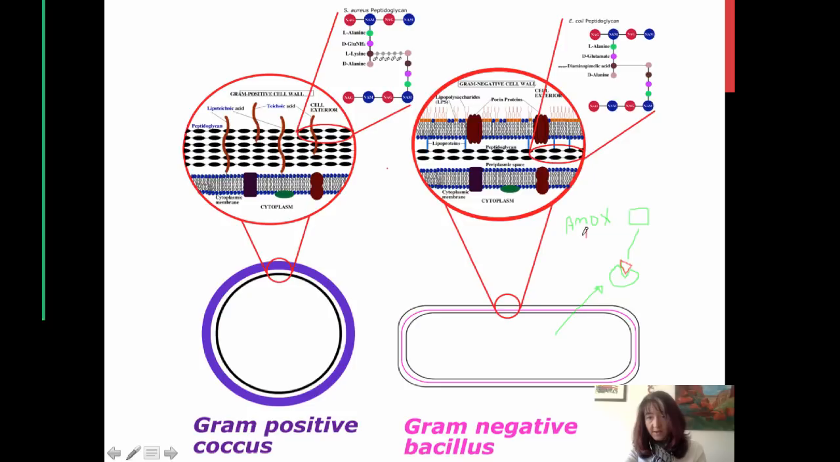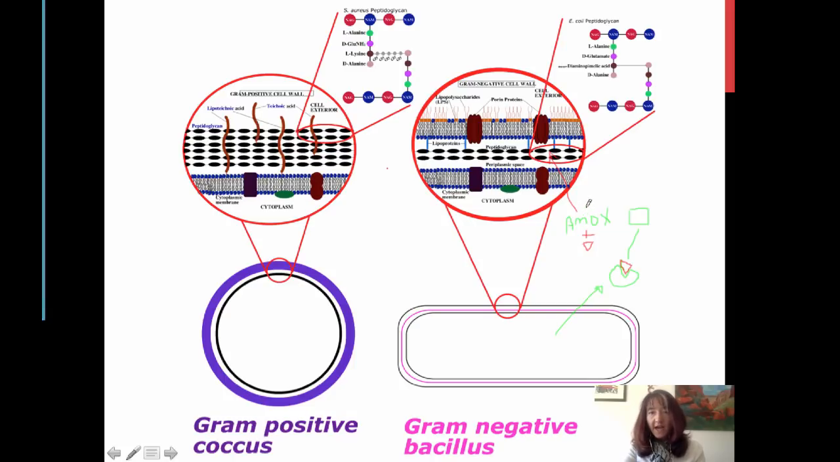So this is amoxicillin plus the inhibitor. And then therefore the amoxicillin can go to work on the peptidoglycan of this gram-negative, because the clavulanate is going to work on the enzymes that would inactivate the amoxicillin. Now, let's think just a little deeper about how this amoxicillin works.